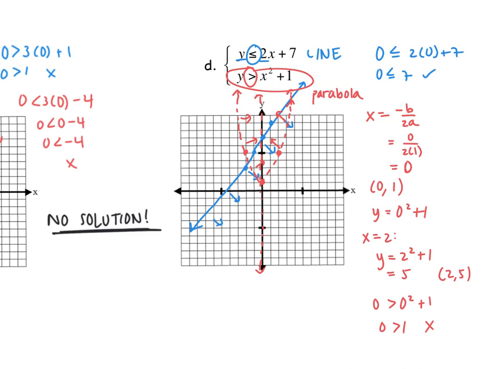So then hopefully we can see the overlap is this part right here. So again, that is the only set of points that satisfy both inequalities at the same time.